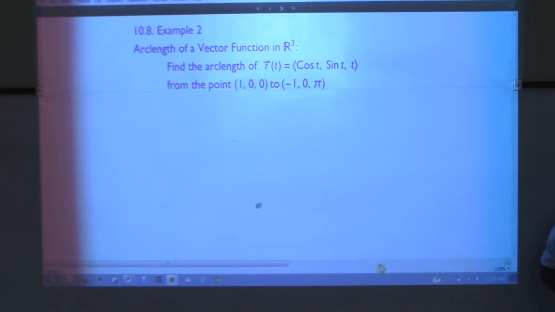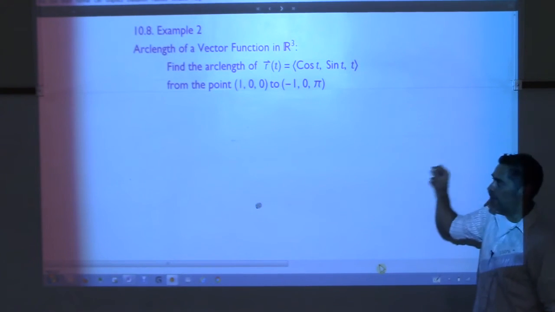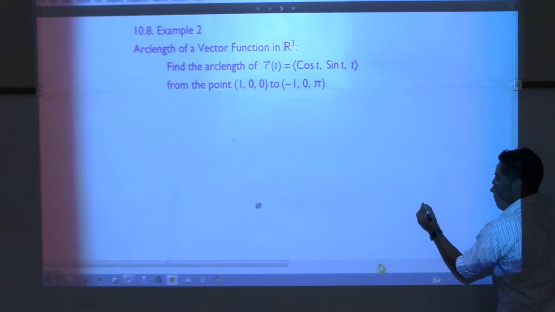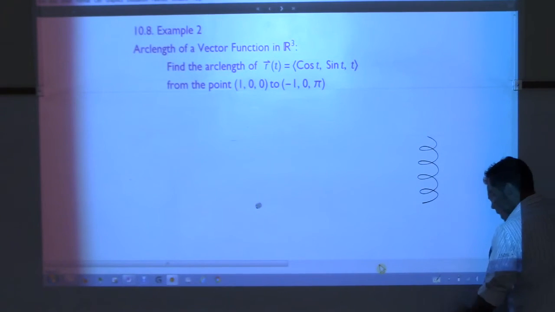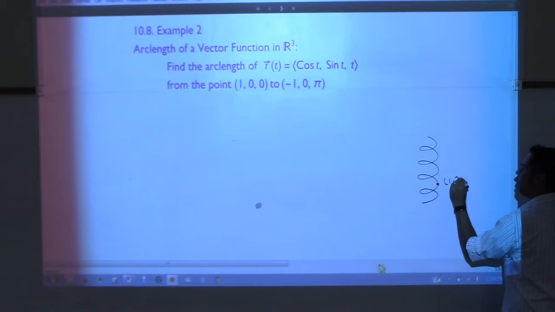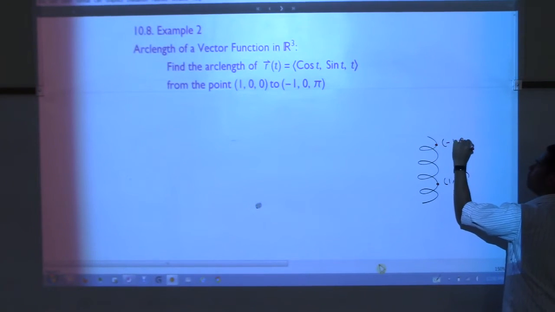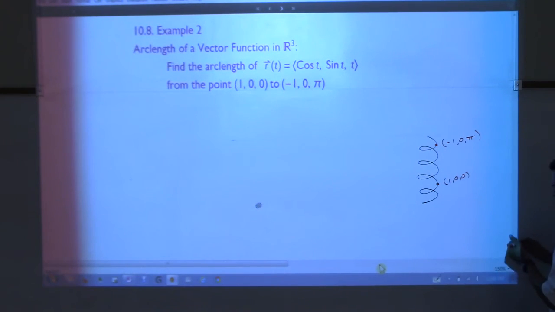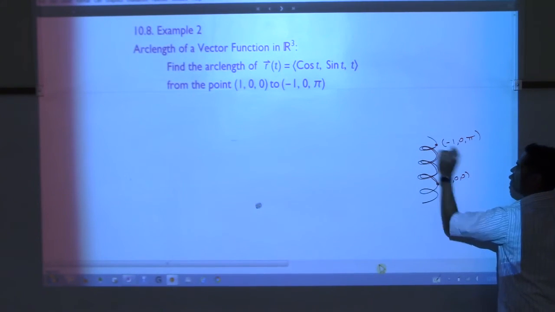Notice in this problem, I have not given you t, have I? I have not told you what the restrictions on t are. I'm not saying between 0 and 2 pi or anything like that. I'm just saying from one point to another. So this spring goes like this, whatever. If you're going from (1, 0, 0) and then you draw it and you wind up somewhere else, (-1, 0, pi), what's that arc length?